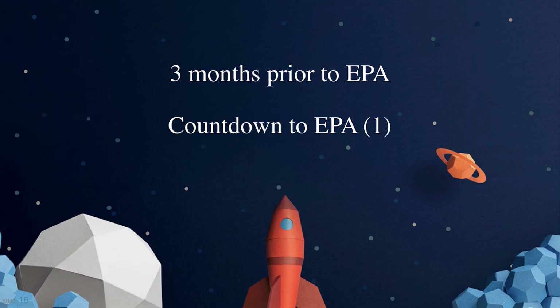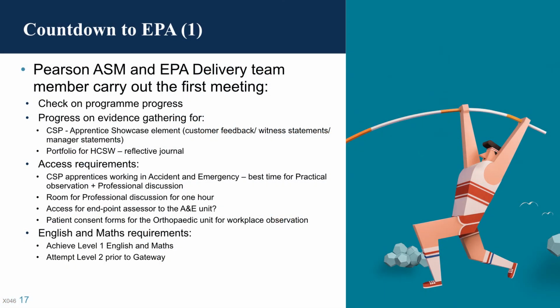So what happens at that countdown touch point is that a Pearson ASM and an EPA delivery team member will carry out the first meeting. And following on from the planning meeting, where obviously the ASM and the delivery team manager has all those details that we had captured in the first instance, we will check on how the apprentice is progressing through their program. We will also look at the progress on the evidence gathering for the specific elements for the endpoint assessment.